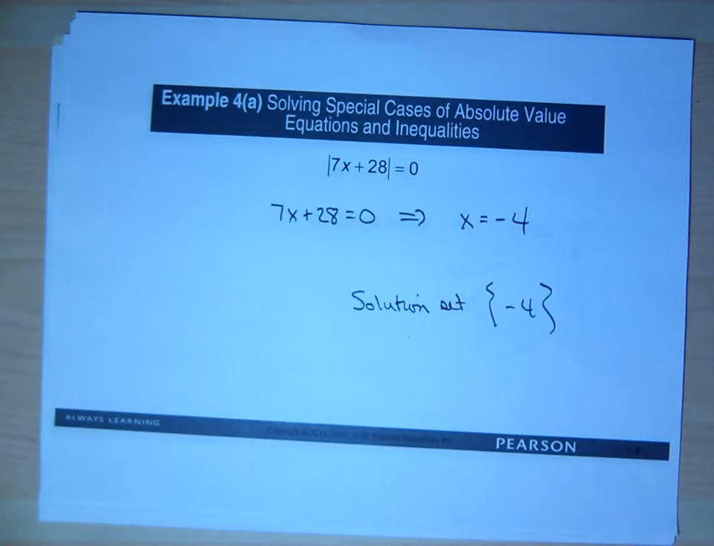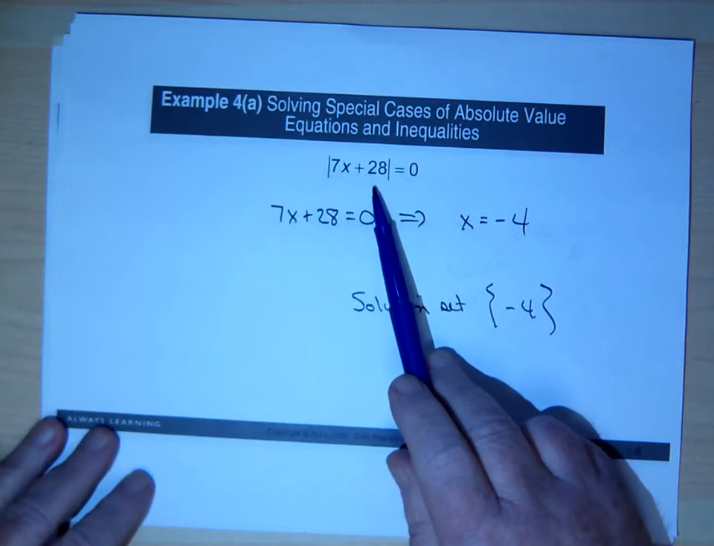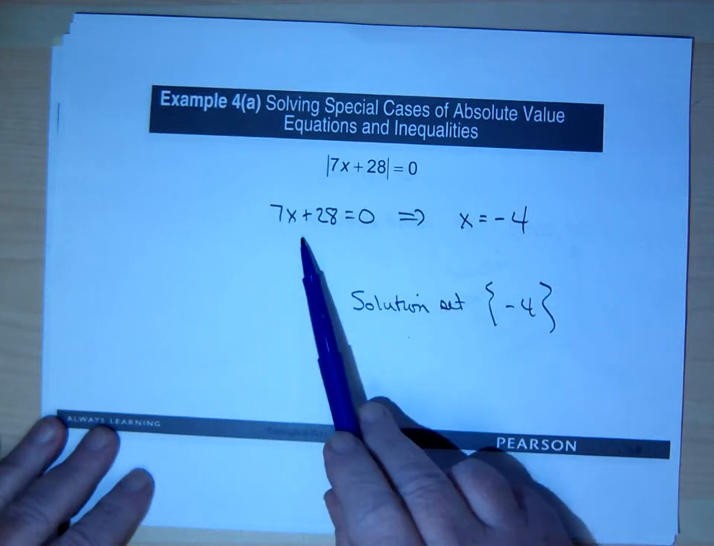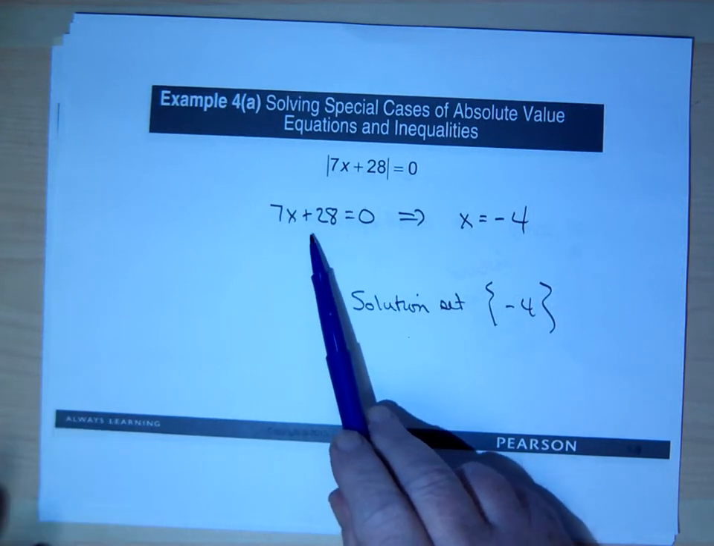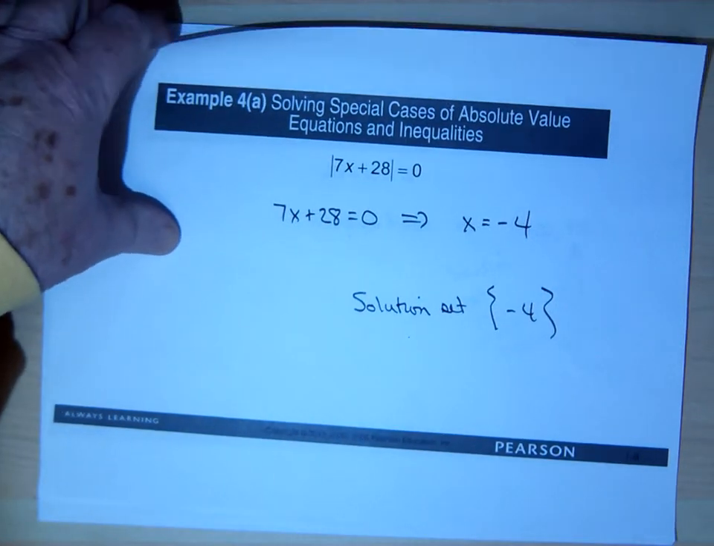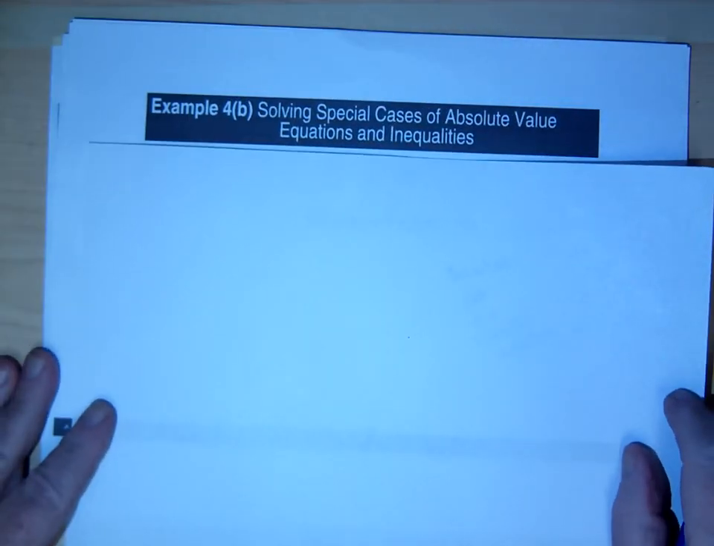The next problem that we're going to talk about has the absolute value of 7x plus 28 equal to 0. The only way that can happen is if 7x plus 28 is exactly 0. That means that x is -4, and that means that is our solution set. That's one of the examples of special cases. We're going to be talking about other special cases as well.